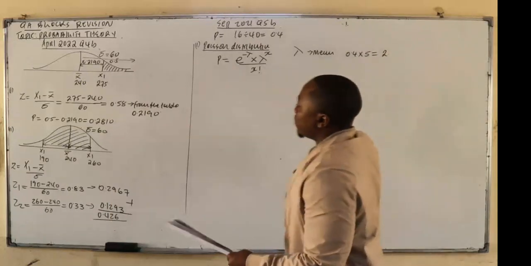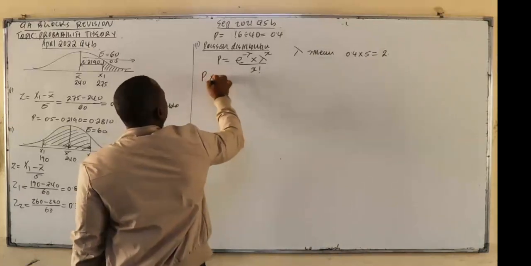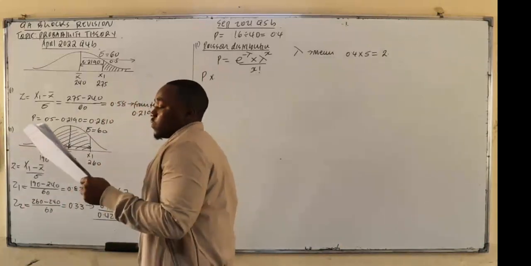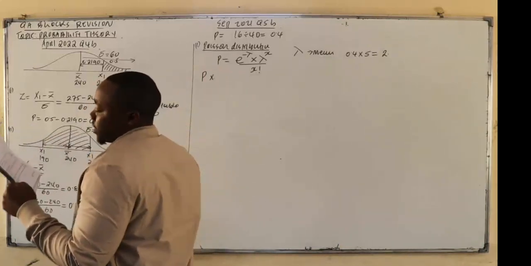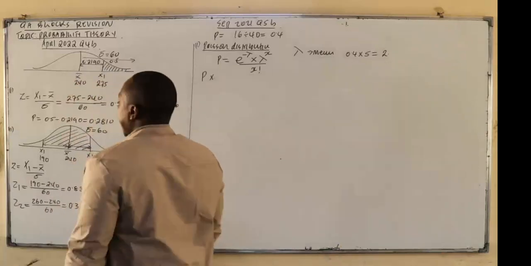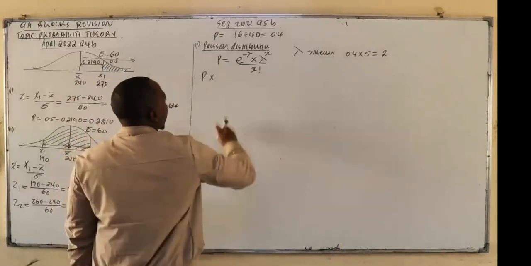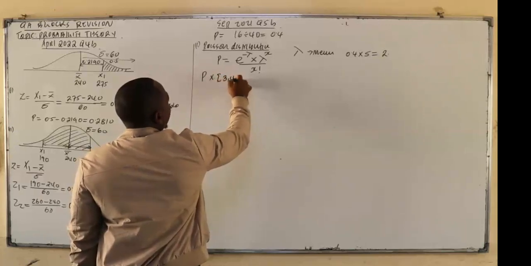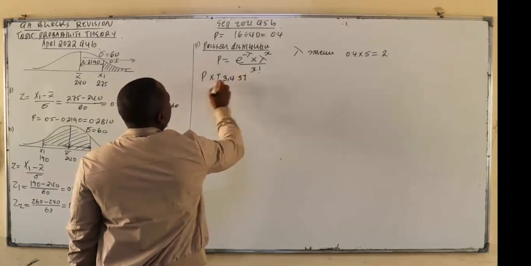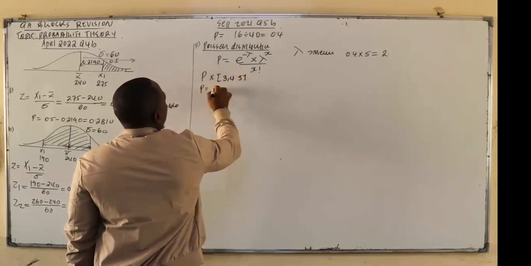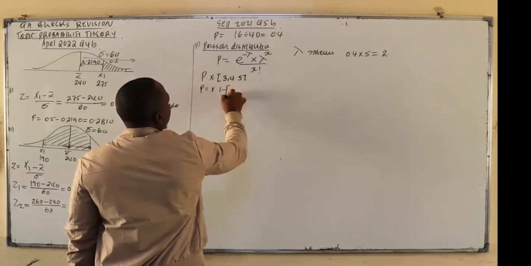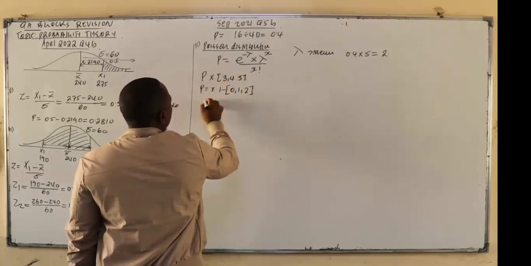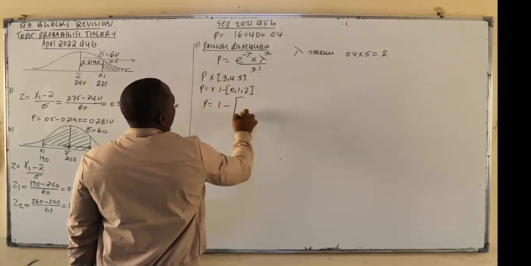Good. Then the question is, assuming that the distribution of defective bolts follows Poisson distribution, calculate the probability that at least 3 bolts are defective. Now, at least 3, that means the probability where x is either 3, 4, 5, or alternatively, you take 1 minus the probabilities of 0, 1, and 2. So you do that. So probability will be 1 minus, now these are our x's.